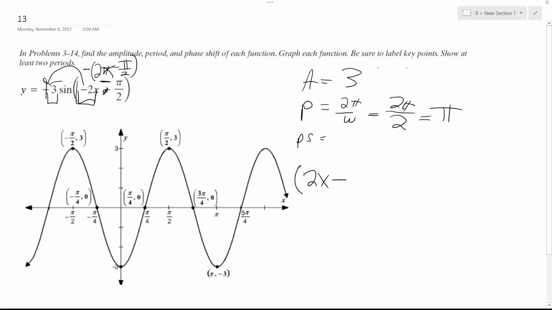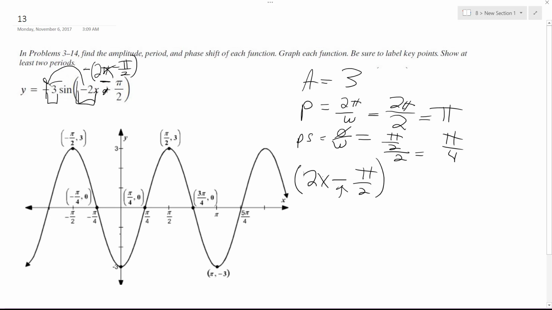minus pi over 2. Okay, so the phase shift is equal to theta divided by omega, which becomes pi over 2 divided by 2, which is going to be equal to pi over 4. And because this is a negative, it's going to shift to the right, pi over 4.